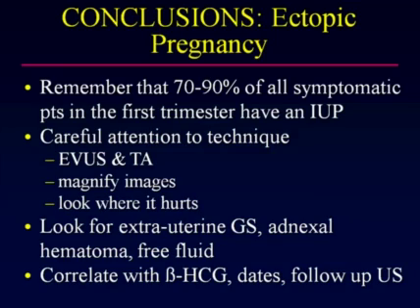And don't forget to look for free fluid both in the pelvis and in the upper abdomen. Remember, that may be the only finding of ectopic pregnancy in some patients, and it's also very, very important in terms of assessing patient hemodynamic stability. And in all cases, you need to correlate your ultrasound findings with the serum beta-HCG level, the date of the last menstrual period, and in many cases, you may need to do a follow-up ultrasound examination or beta-HCG level in order to confirm your diagnosis.